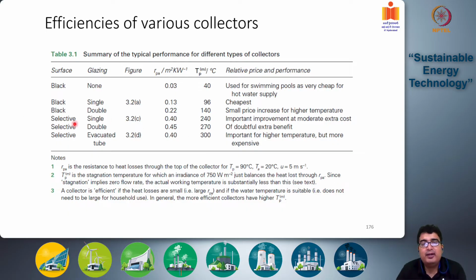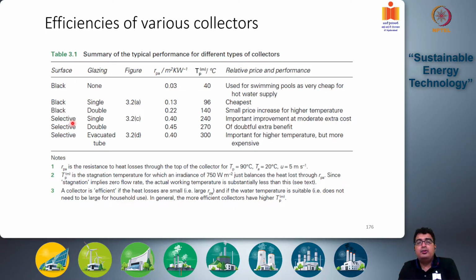Then you have a double glazing. So instead of one glass plate, you have two closely stacked glass plates. The space between the two glass plates has a very small spacing, so the conduction and convection are completely stopped. This again improves the resistance further from 0.13 to 0.22, and hence increases stagnation temperature to 140. So now the delta T is 120. This is a small price increase, and you are getting a significantly higher operating temperature.